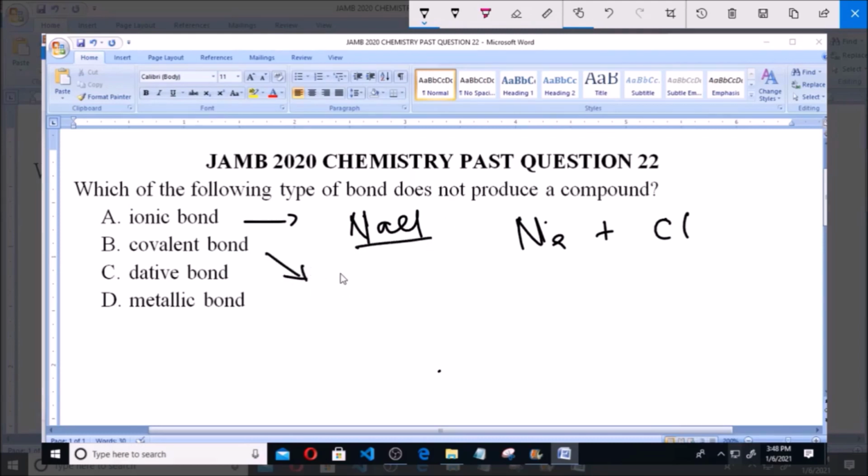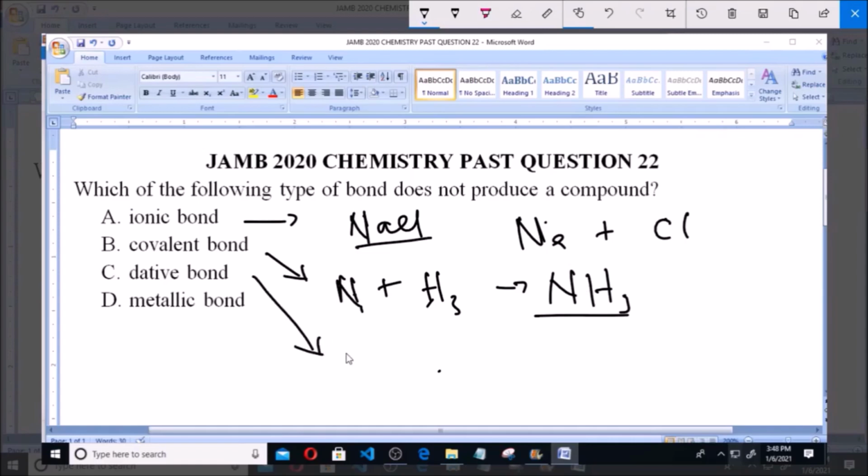Covalent bond also leads to the formation of a compound, but covalent bond involves the sharing of electrons. The atoms involved in covalent bond donate the electrons to be shared. An example is ammonia, NH3, where you have nitrogen plus 3 atoms of hydrogen to give you ammonia. Ammonia is a compound. So nitrogen and hydrogen share electrons. Both nitrogen and hydrogen donate the electrons to be shared, and then they form the compound ammonia.